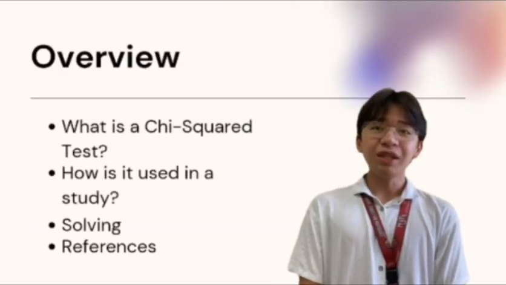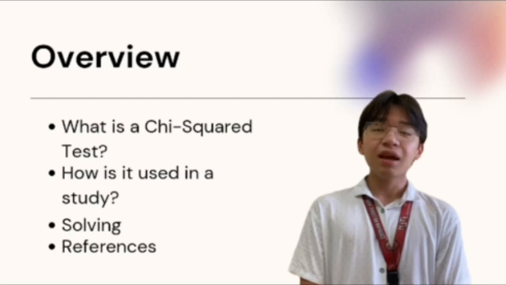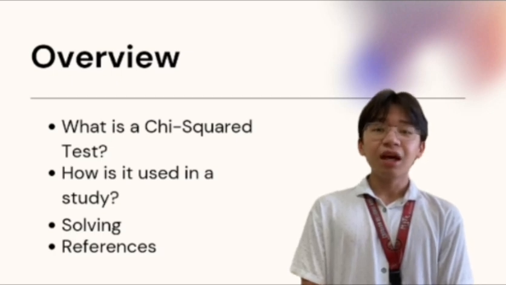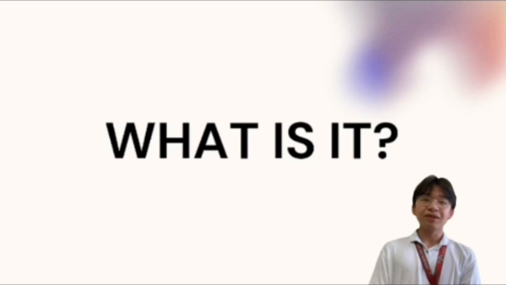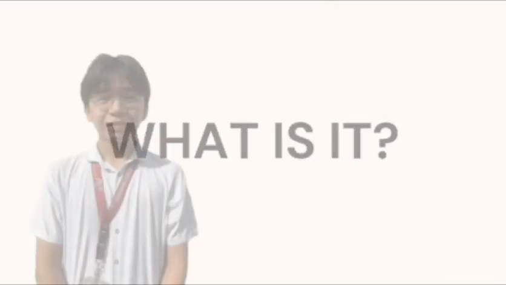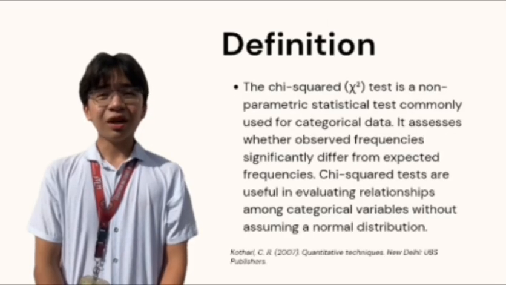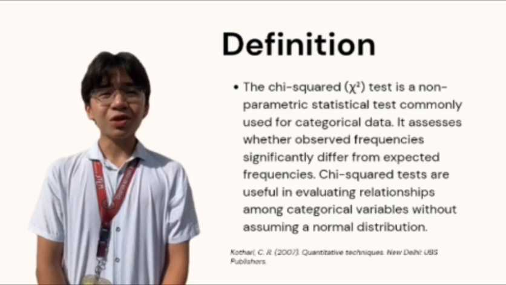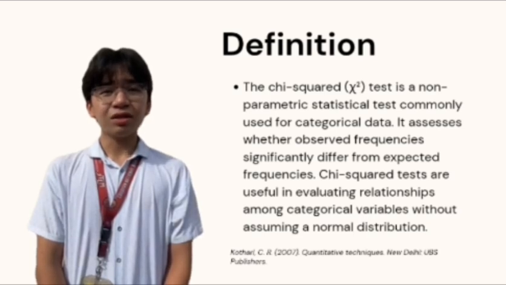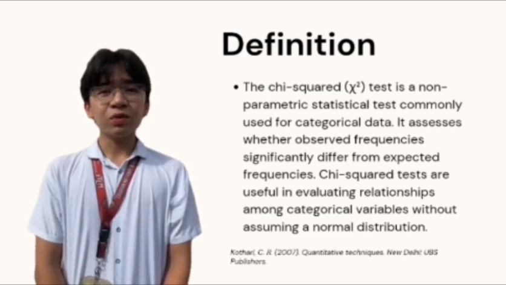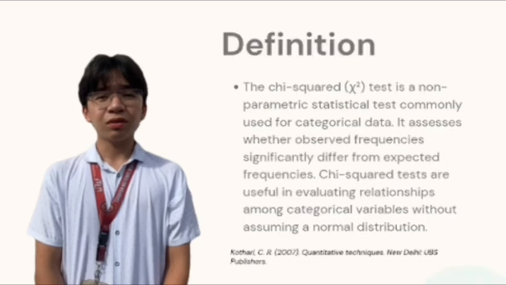Firstly, we will be defining what a chi-squared test is, then how it is used in study, and finally, solving it. So, let's start off with defining what a chi-squared test is. The chi-squared test is a non-parametric statistical test commonly used for categorical data. It assesses whether observed frequencies significantly differ from expected frequencies. Chi-squared tests are useful in evaluating relationships among categorical variables without assuming the normal distribution.